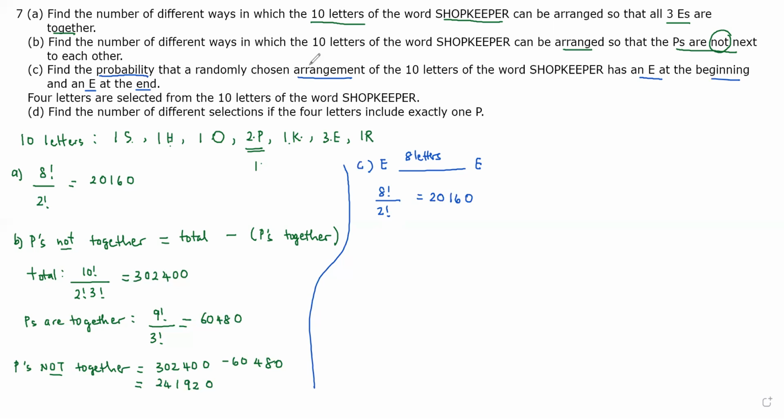That will give 20,160. To find the probability, we have to divide this by the total number of arrangements, which we found in part B just now, and that is 302,400. This will give a value of 1/15. And this is the probability that a randomly chosen arrangement has an E at the beginning and an E at the end.